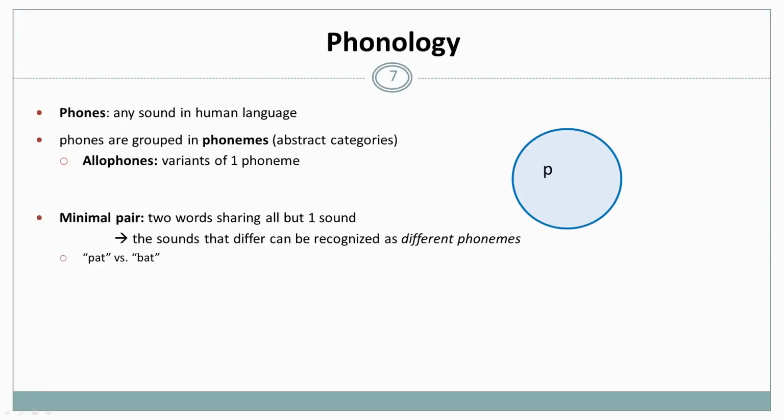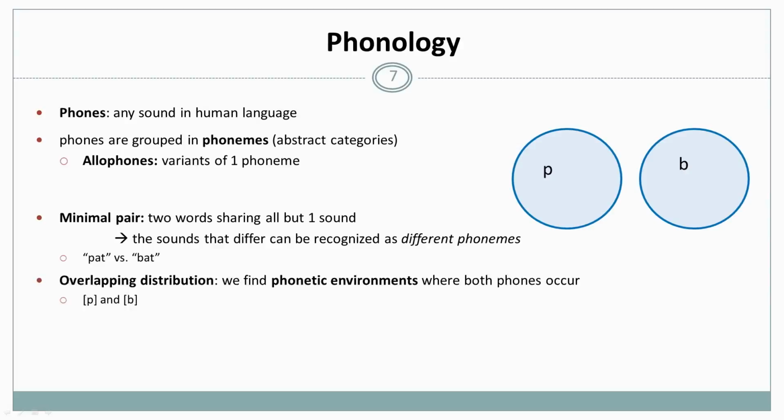So, for example, pet and bat are two different words in English. They mean different things. They're not the same word. So p and b, the sounds that differ, have to belong to different phonemes. So we need another one of these bubbles where we put the b sound.